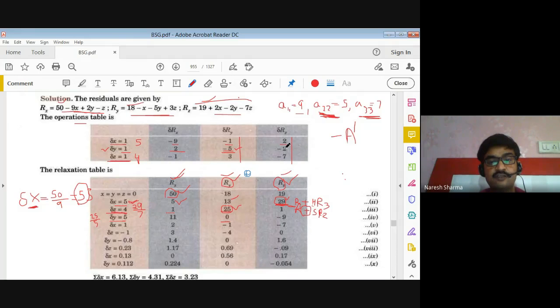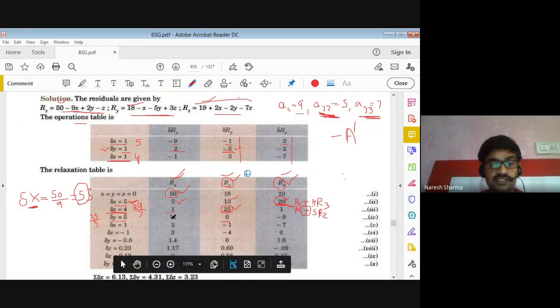Here 5 into minus 2 is minus 10, and we add 1, so you get minus 9. So this maximum value is, one more important thing, you always choose the largest value in magnitude only. So in magnitude, 11 is your maximum value here.